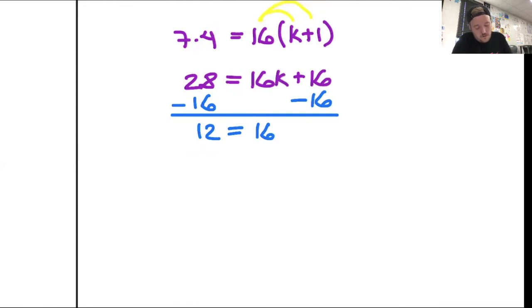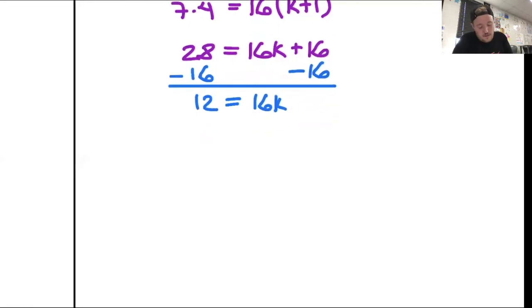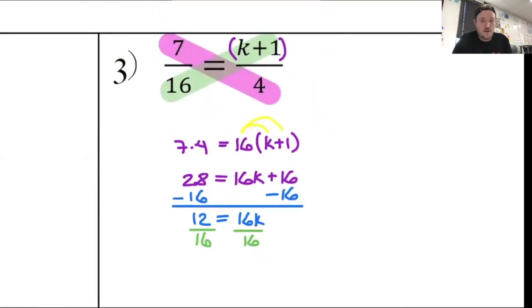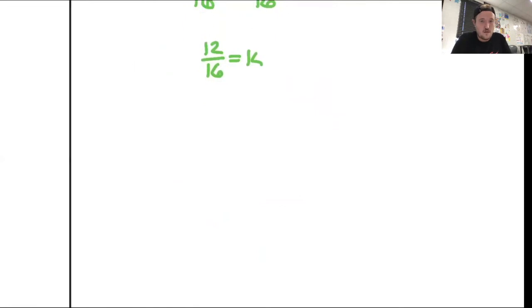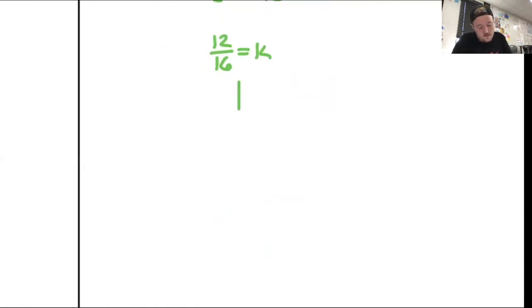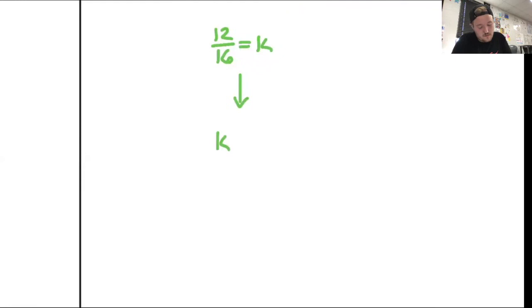Now I'm going to divide by 16 because that's the one with k. Remember, we're getting k by itself. Now here's the thing. 12 is not divisible by 16. However, you can simplify it. So I'm going to have 12 over 16 equals k. Don't be that person. Flip it.